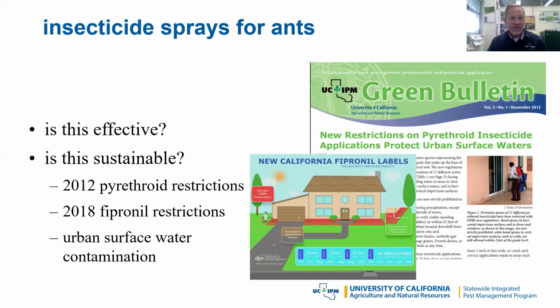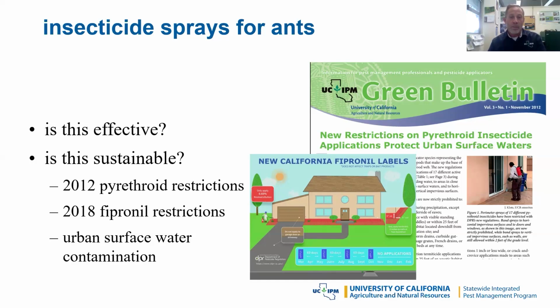Furthermore, these insecticide sprays may not be environmentally sustainable. So most of the common insecticides used for ant control are identified as surface water contaminants. So that means they wash off of hard surfaces into storm drain systems, urban creeks, and they can significantly impact the ecosystem there. And so as a result, the state of California has a number of different restrictions and regulations on how these materials can be used.